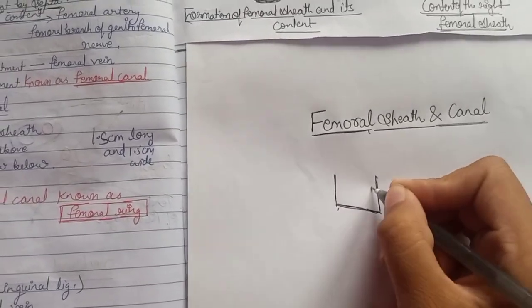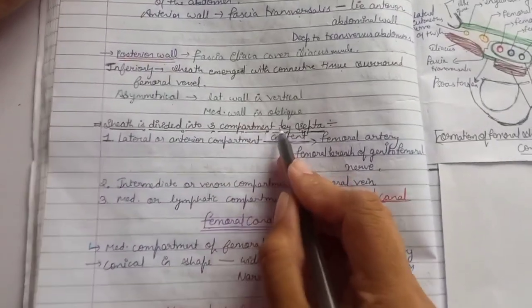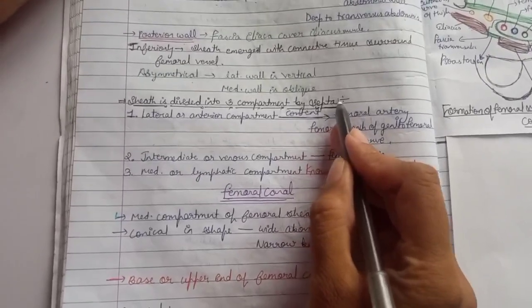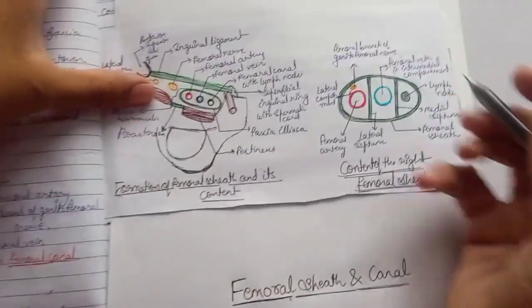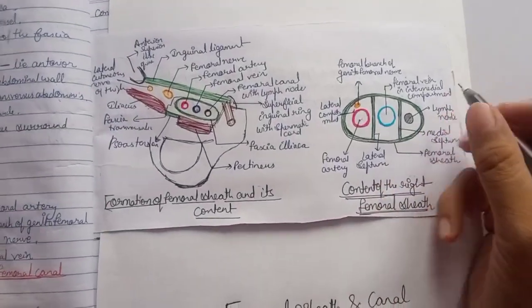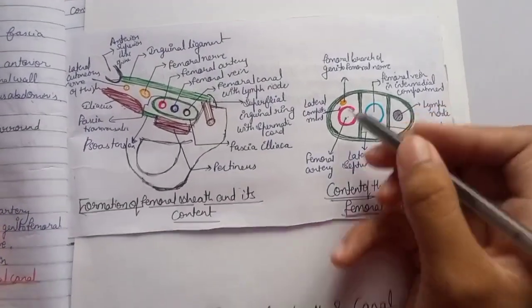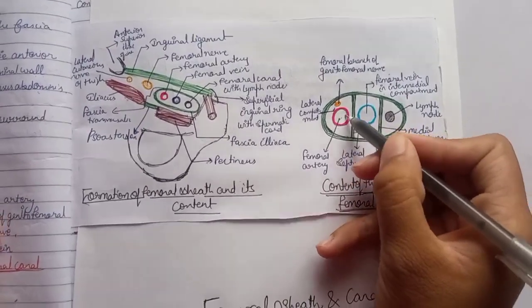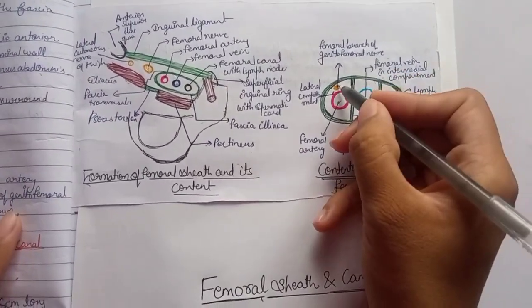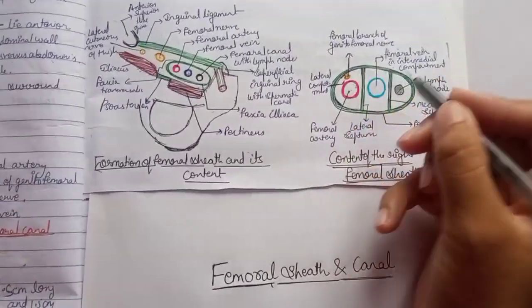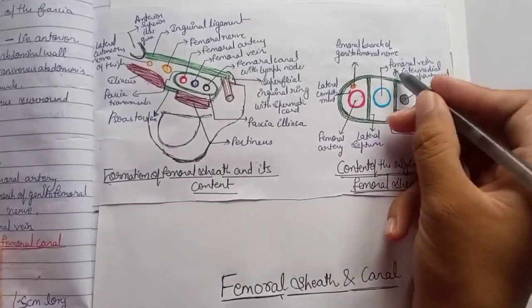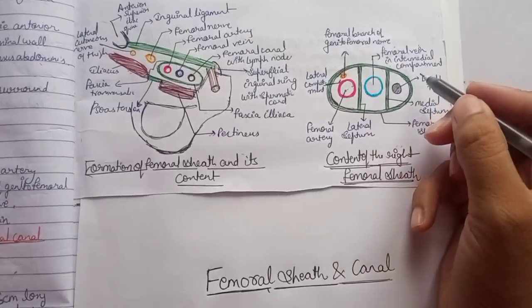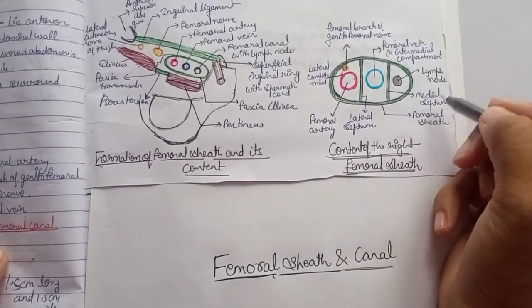This is the femoral sheath. The sheath is divided into three compartments by septa: lateral, intermediate and medial compartment. The lateral compartment contains the femoral artery, and the femoral branch of the genitofemoral nerve is also present there. Second is the intermediate or venous compartment. Here the femoral vein is present. The medial or lymphatic compartment is known as the femoral canal.